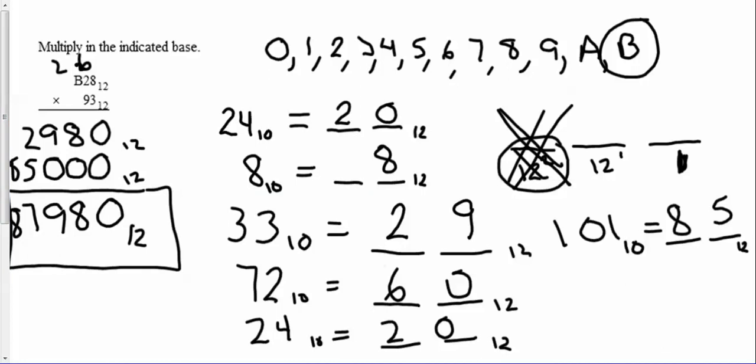So these are 2 examples of multiplying in other bases. One was smaller than 10, and this example was a base that was larger than 10.